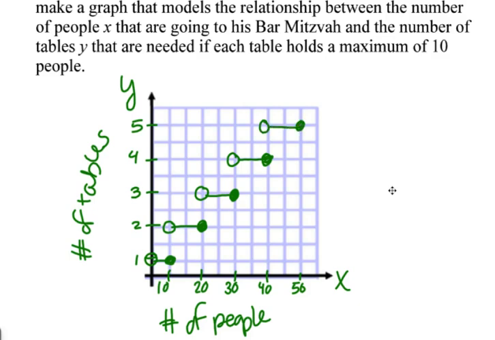Okay, so this is one example of a real-world problem. Again, if you went by 10s, 20s, 30s, 40s, 50s, your graph would have more information and be a little bit smaller, but you would still get the same concept.